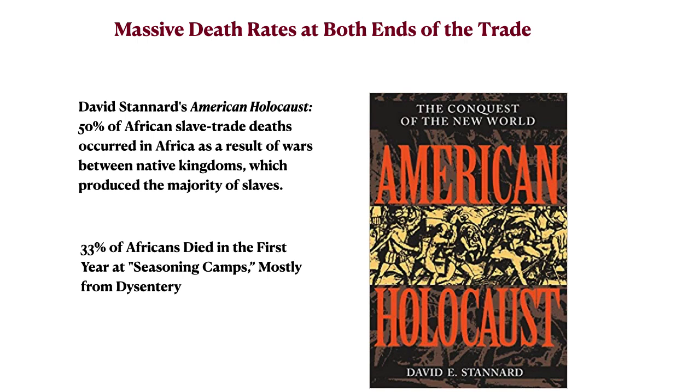He estimates that 50% of African slave trade deaths occurred in Africa as a result of wars between native kingdoms, which produced the majority of slaves. Europeans were not actively capturing people for enslaving them in Africa simply because it was too deadly for them. The average European life expectancy on the African mainland before 1850 was roughly a year. The prevalence of tropical diseases was so great, and the Europeans had so little immunity, that staying on the African mainland was generally a death sentence.